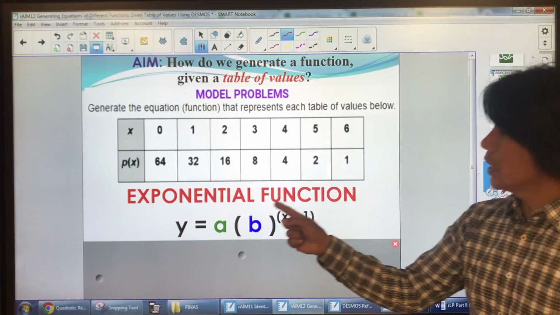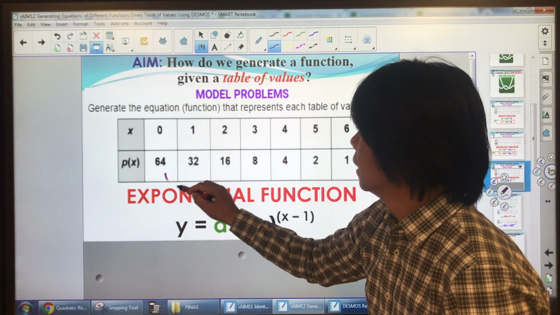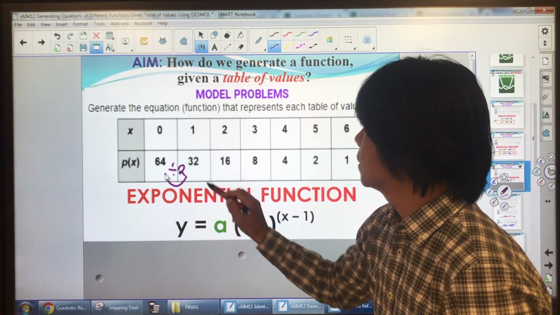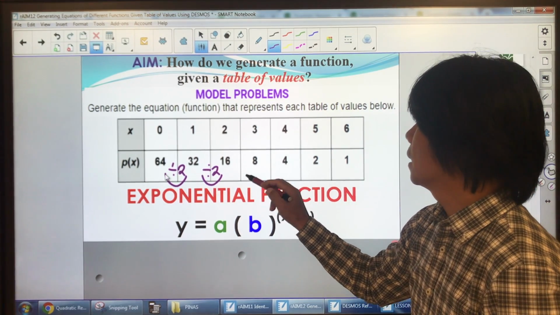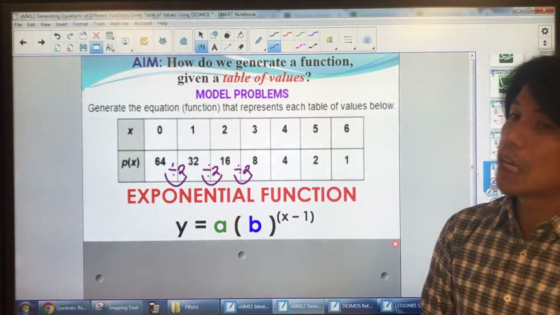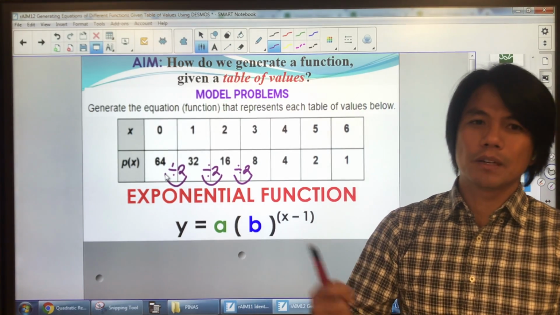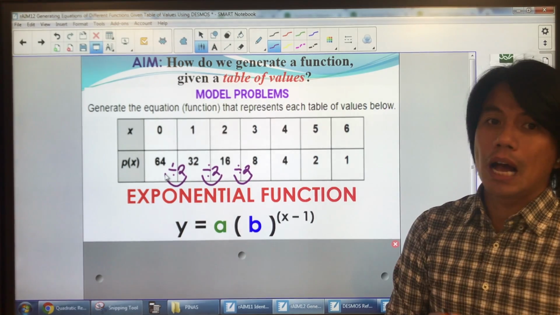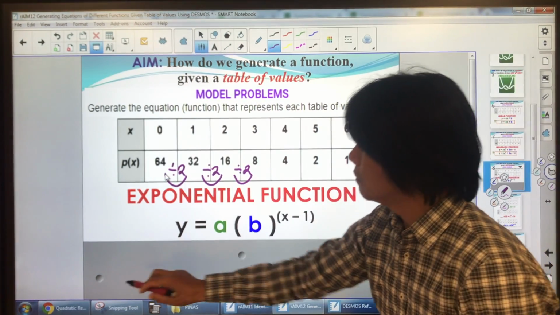Lastly, let's go to the exponential function. Take a look here. 64. If I divide this by 2, that's 32. If I divide this by 2, that's 16, and it keeps going. Right? Divide by 2. So it's exponential. Exponential is whenever you're multiplying or dividing a term to get the next one. Now, how do we get the equation or the function represented by this table of values?